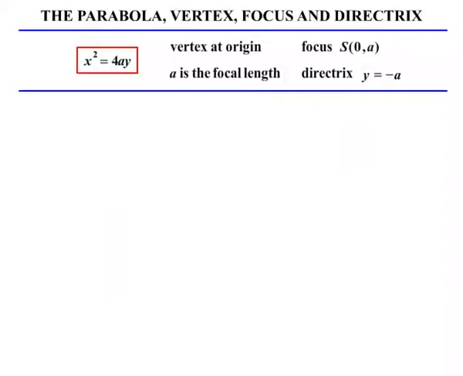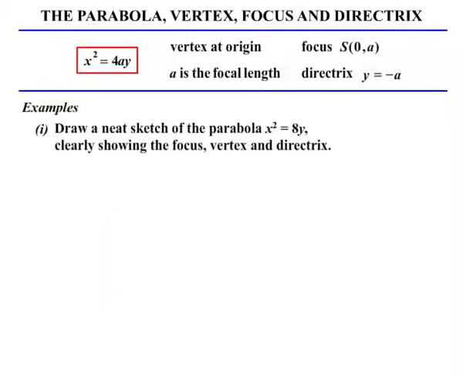Now let's see some examples. The first one: draw a neat sketch of the parabola x squared equals 8y, clearly showing the focus, vertex and directrix. With all of these questions, even if they don't ask us to draw a sketch, we will do so because it helps us with the work later on. So there's our equation there. Now it's of the form x squared equals 4ay. So let's just concentrate on that.